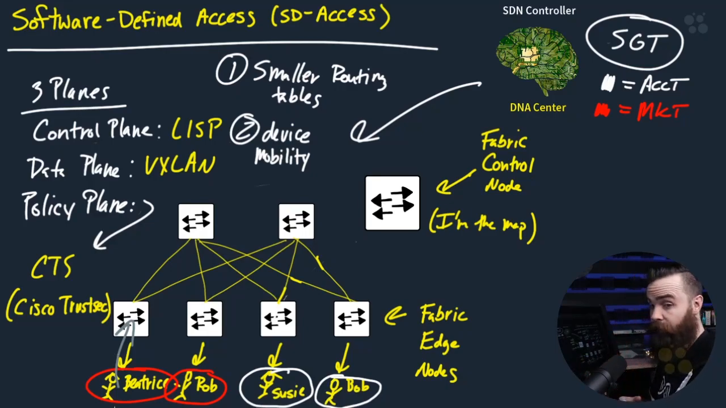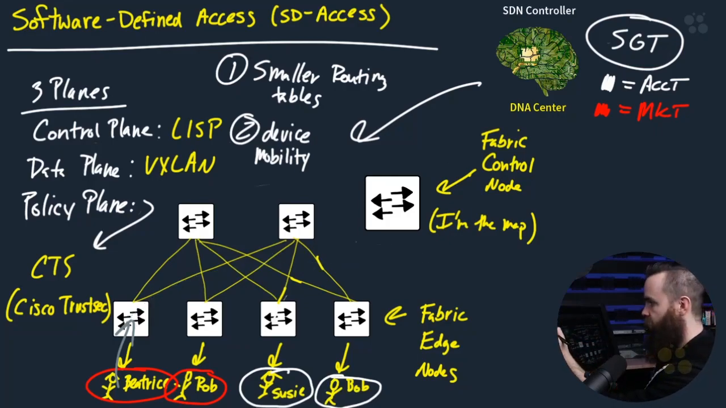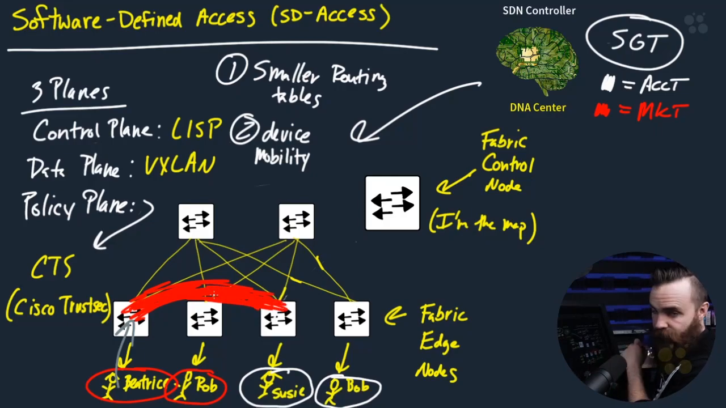So now that the Fabric Edge node has identified Beatrice and knows what security group she's a part of, now if Beatrice were allowed to talk to Susie, Beatrice's Fabric Edge node would go, hey, the map, where's Susie at? Where's Susie? And the Fabric Control node goes, oh, Susie's over there at that one, this one here. So she would create a love tunnel, a VXLAN tunnel, tunnel o' love, straight from the Fabric Edge node that Beatrice is connected to, to Susie's Fabric Edge node.